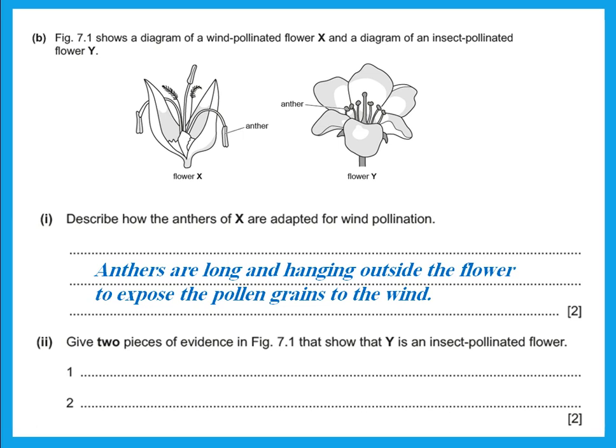Now, give two pieces of evidence that show that Y is an insect-pollinated flower. Of course, why do we say Y is insect-pollinated? Can you see Y on the right? Well, it will be pollinated by insect. You can say because it has large petals. Of course, you can't see that it's colored, but we can say it has large petals, and this is to attract the insects. And the anther and stigma are inside the flower. They're not hanging out. So this shows that this flower is pollinated by insects.